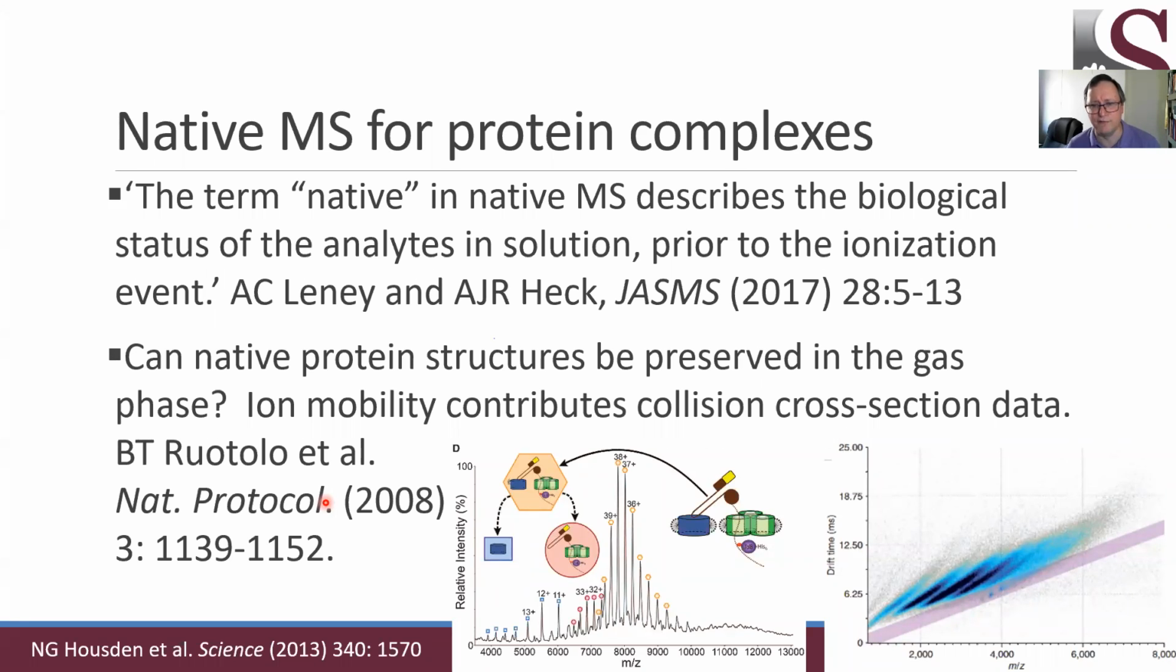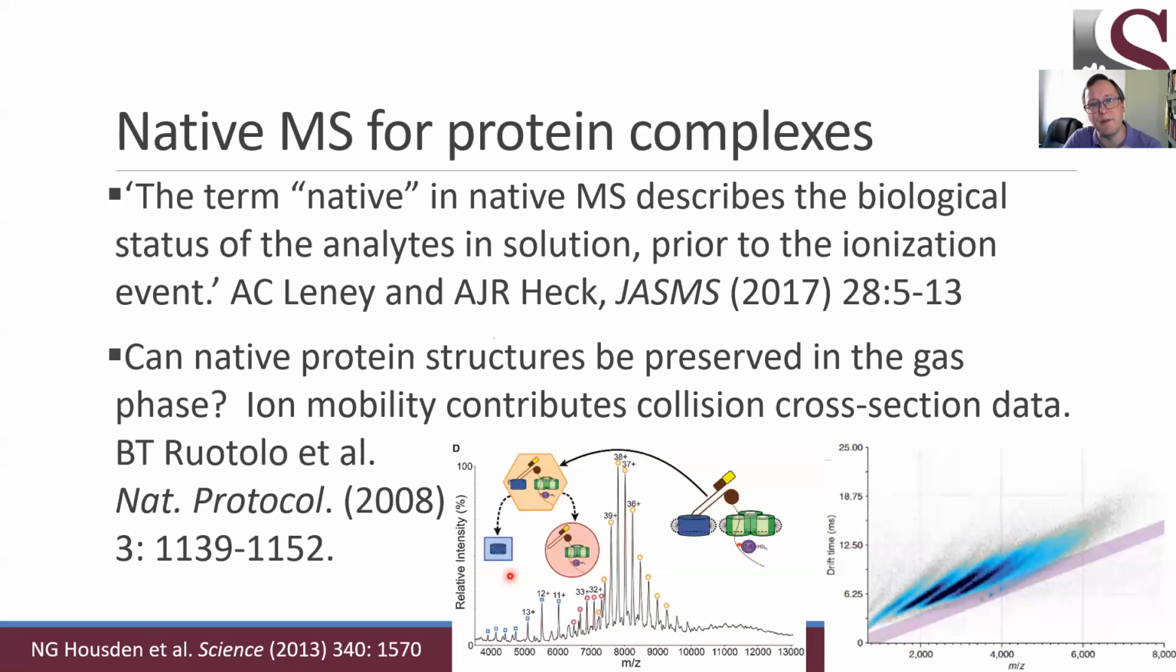The term native in native MS describes the biological status of the analytes in solution prior to the ionization event. So here we're looking at these membrane pore proteins. We see that the whole thing we're going to call a yellow hexagon. It might be that this blue part breaks off, that's the blue box, and it might be that you get the other part of it minus the blue box. Here we're going to call that a red circle. We see that all of these different features are visible as different peaks in this native mass spectrum.